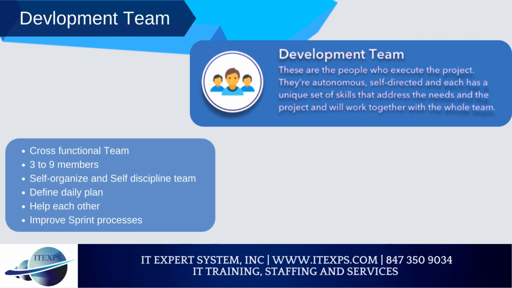Development Team: these are the people who execute the project. They are autonomous, self-directed, and each has a unique set of skills that address the needs in the project and will work together with the whole team. Cross-functional team: 3 to 9 members. Self-organize and self-discipline team. Define daily plan. Help each other. Improve sprint processes.